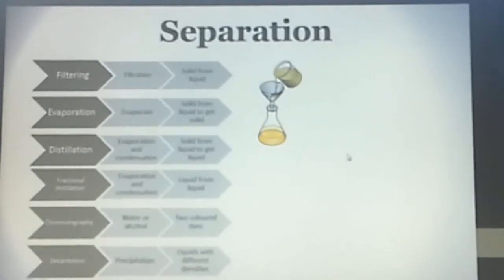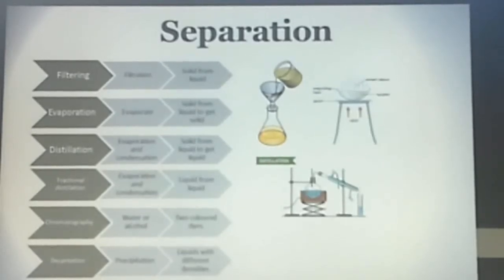Evaporation is made to evaporate things, and it is to separate a solid from a liquid to get the solid. This is a picture of how evaporation is made. Distillation is made by evaporation and then following evaporation, condensation, which is to separate a solid from a liquid to get the liquid. Here is a picture.